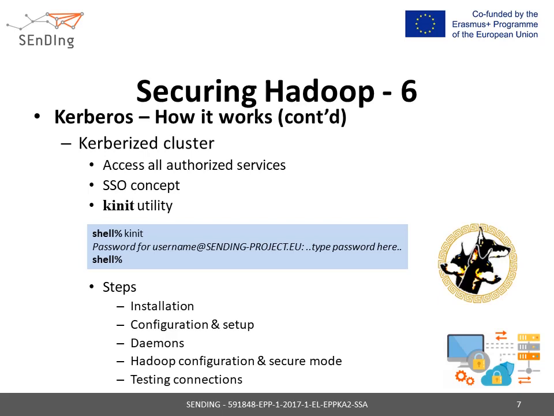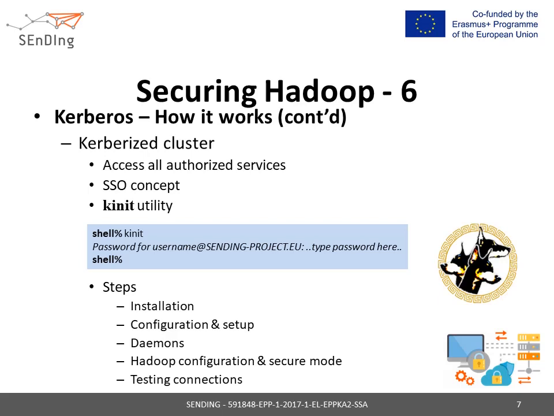Securing Hadoop through Kerberos involves the following steps. Installing Kerberos in the Hadoop cluster. Configuring Kerberos. Setting up Kerberos for Hadoop, which involves creating the Kerberos database, the Kerberos admin user and the service principals and their keytabs. Starting up the Kerberos daemons.